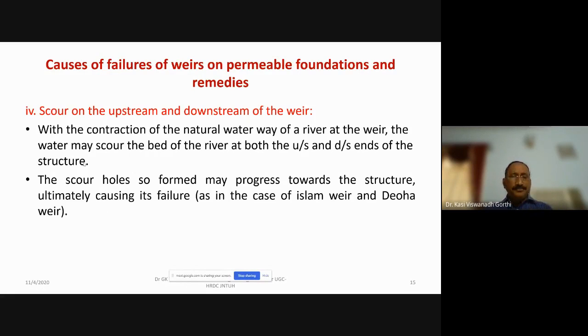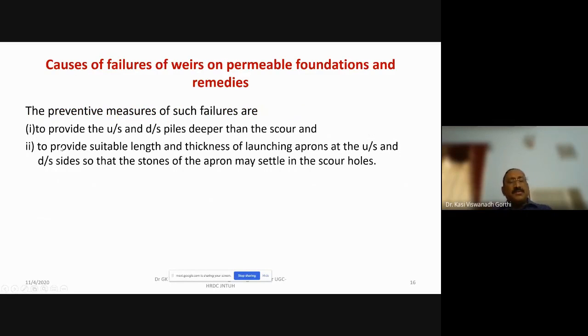The fourth one is scour on the upstream and downstream of the weir. With the concentration of the natural waterway of a river at the weir, the water may scour the bed of the river at both the upstream side as well as the downstream side ends of the structure. So the scour holes so formed may progress towards the structure. Ultimately, it may lead to failure of the structure. So this is the scour on the upstream and downstream side.